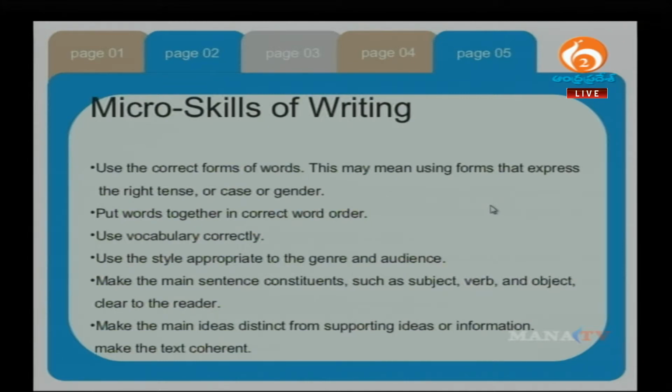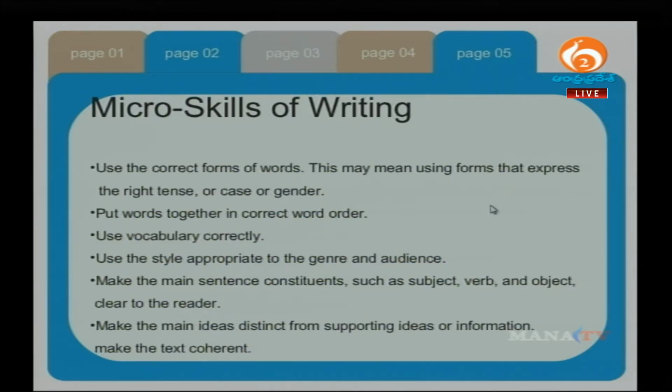Ensure that the main ideas are distinct from supporting ideas or information to make the text coherent. It's important that your main idea leads into different ideas, not just to connect with the main idea but also to make it relevant. Once you have this main idea, see that you have different ideas correlating to it, and based on these sub-ideas you can have different paragraphs and make your writing sensible.